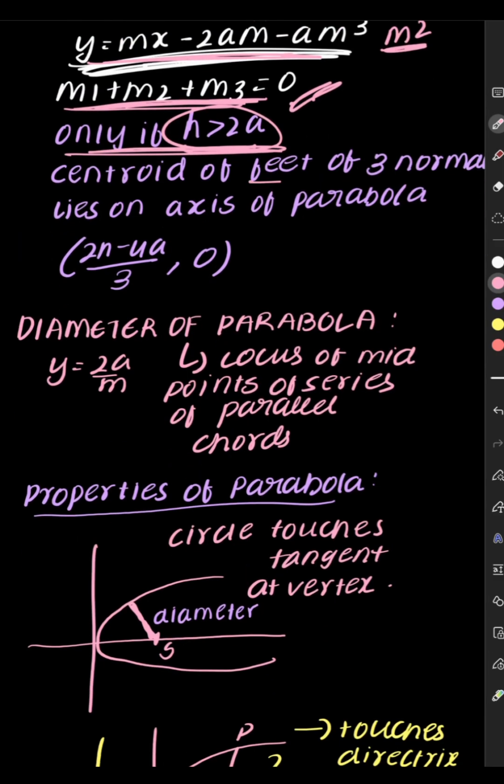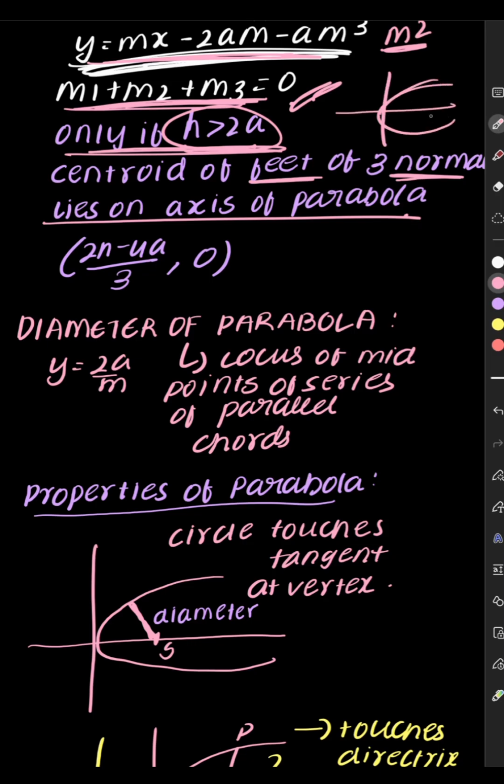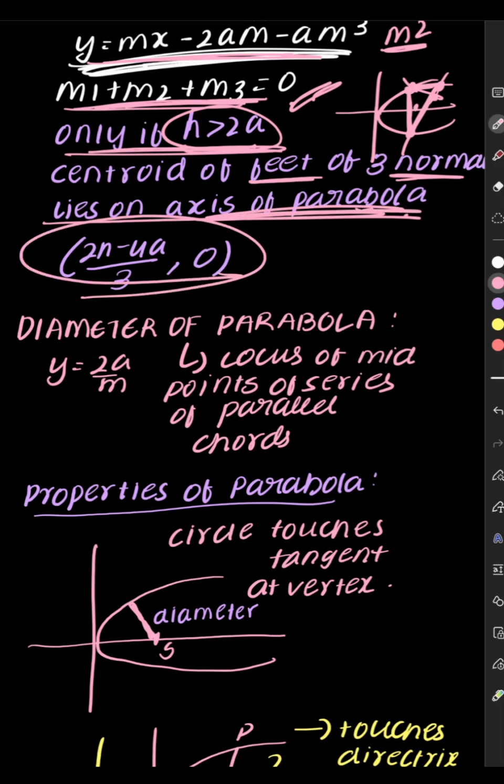Now the centroid of the feet of 3 normals lies on the axis of the parabola. So basically I have a point that lies inside the curve, not on the axis necessarily, inside the curve. I drew 3 normals. So this is the point of contact of normal number 1, point of contact of normal number 2, point of contact of normal number 3. Now you're going to make a triangle out of this. The centroid is going to lie on the axis of the parabola, and this is going to be the coordinate of the centroid, which is 2h minus 4a upon 3 comma 0.